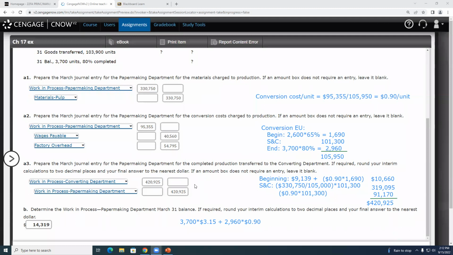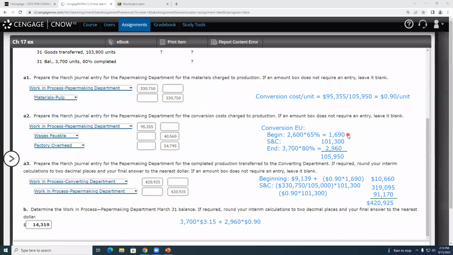Okay, so they're a little bit scattered on the screen, but I have my calculations here. I'm going to explain what I did. I calculated the conversion equivalent units here. The beginning inventory had 2,600 units that were already 35% done. So we did the other 65% of the conversion work, or equivalent to 1,690 whole units.